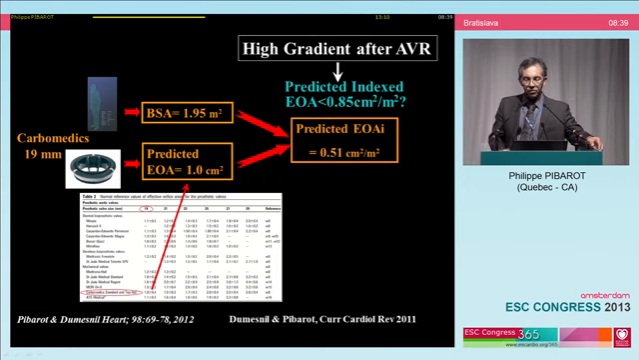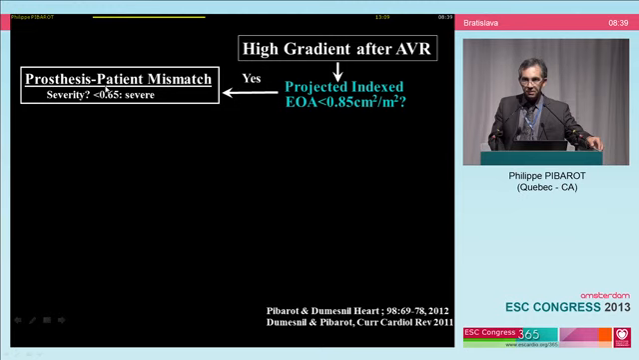So you can say now that there is mismatch, and actually this is a severe mismatch because the predicted indexed EOA is lower than 0.65. So you can tell without having done any measurements that when this patient left the OR 3 years ago, he left with a severe mismatch. Now, there may be something else because you may have a mismatch and a dysfunction.